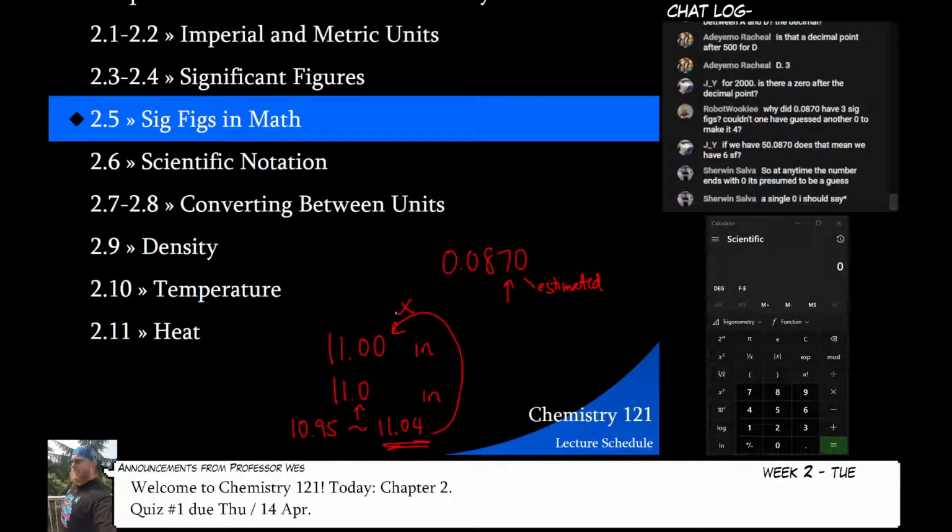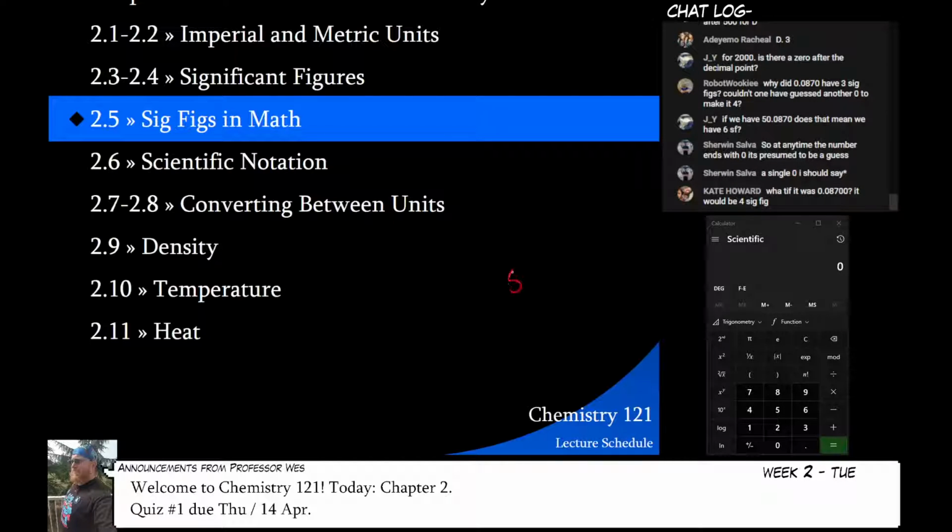So again, remember that if it's just a placeholder, so if it's like this, it's not a guess, it's just put there. 0.08700 would have 4 sig figs, yes. Remember, just follow the decimal rule. So this number, 520, would have 2 sig figs. Sorry, I know writing in red on black is a weird contrast issue.